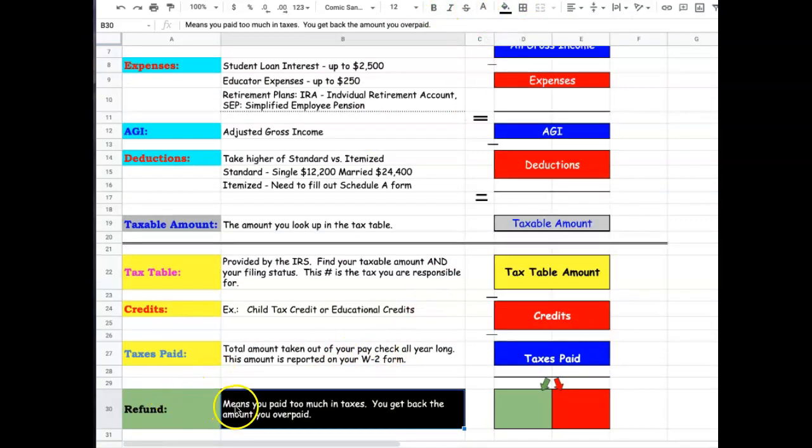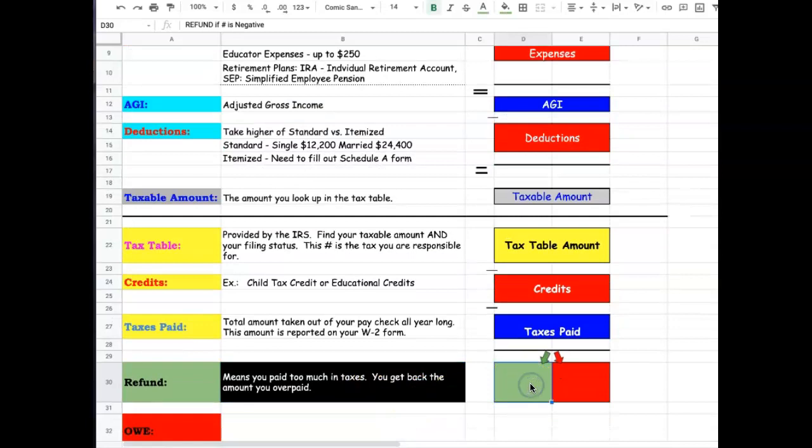So a refund means you paid too much in taxes and you get the amount you overpaid back. You get a check for that. So if you subtract the taxes you paid and the number falls into the negatives, you overpaid. So they send you money back. And there's been years where I got a lot of money back, and then it got less and less, and then I owed money. So then that's where you change your W-4 a little bit.